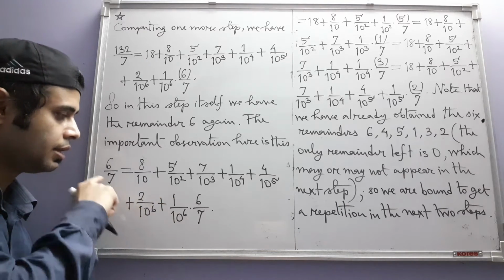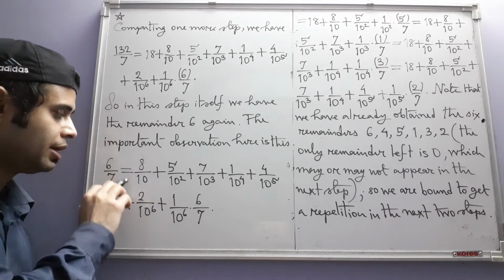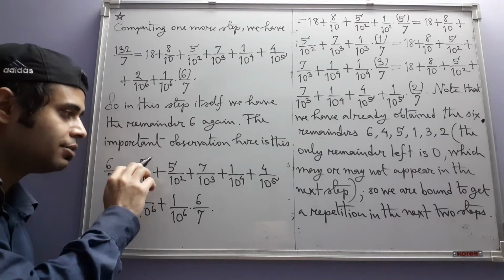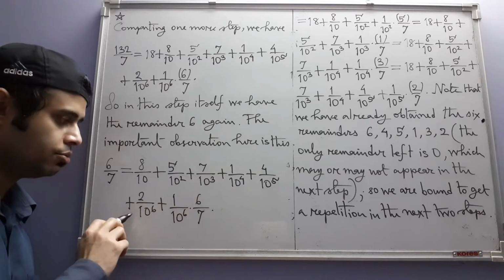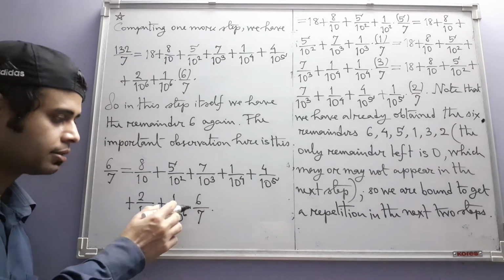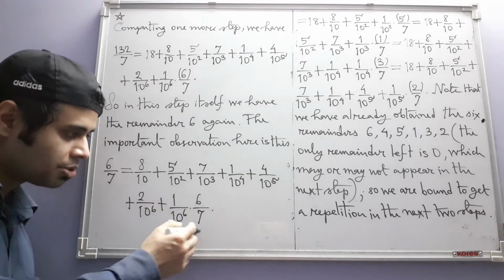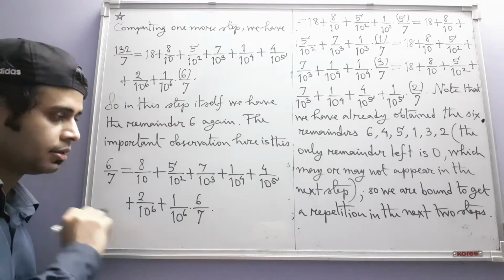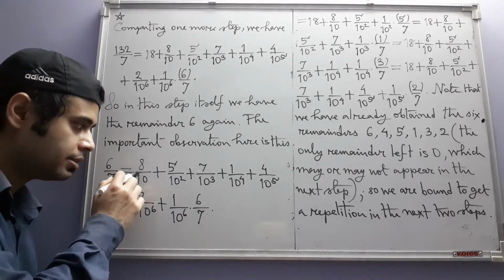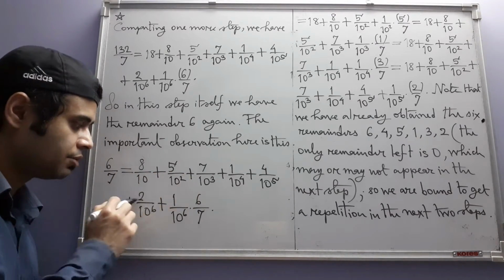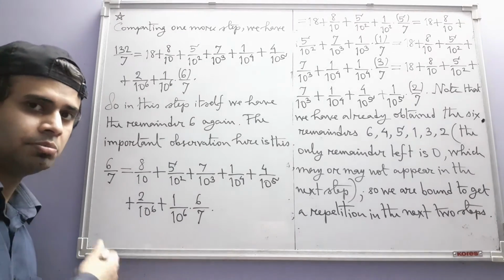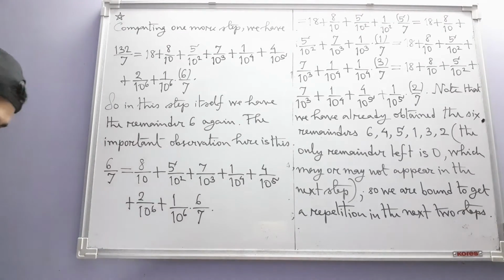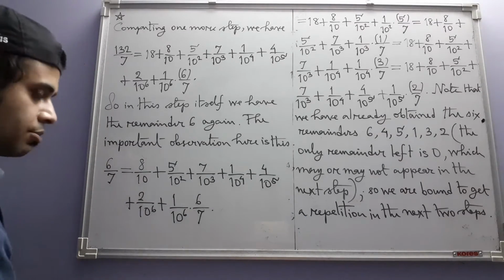Now in this 18 plus this, we have 18.857142. After that, in this 6 by 7, in place of this, we can again substitute this whole thing, and you can clearly see that the digits 857142 are going to be repeated again and again. So that's what we write.